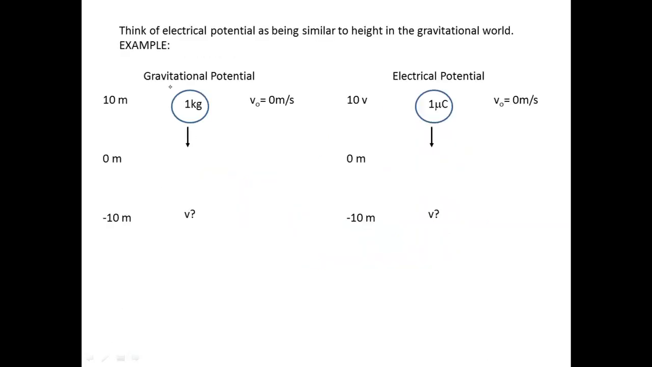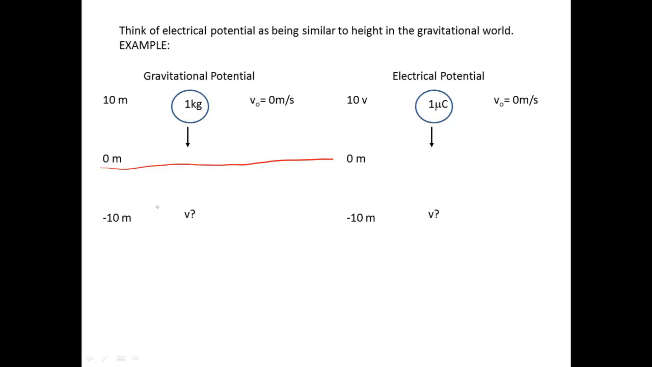We're saying that we need to think of electrical potential as being similar to height in the gravitational world. So on this side, I'm going to take a 1 kilogram object and I'm going to drop it from a 10-meter height. I've dug this big old hole 10 meters below ground level, so let's call this ground level. And I want to know how fast it's going when it gets to the negative 10-meter mark, assuming it's dropped from a height of 10 meters and has an initial velocity of 0 meters per second.